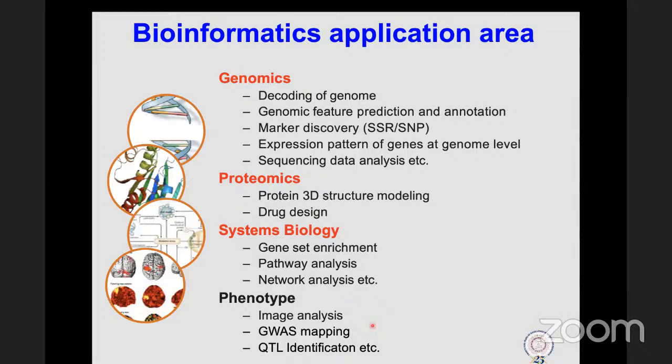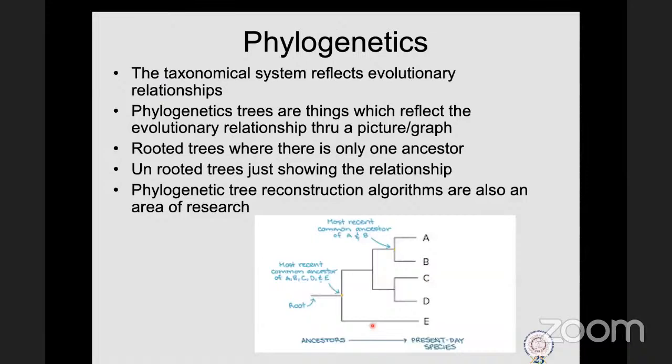If you're studying disease, it helps you identify which SNP in which gene causes that disease. Okay, then phylogenetics, you are all aware, right? It's basically the study of evolutionary relationships, right? So this is an example of a phylogenetic tree, in which it starts with a root, right?